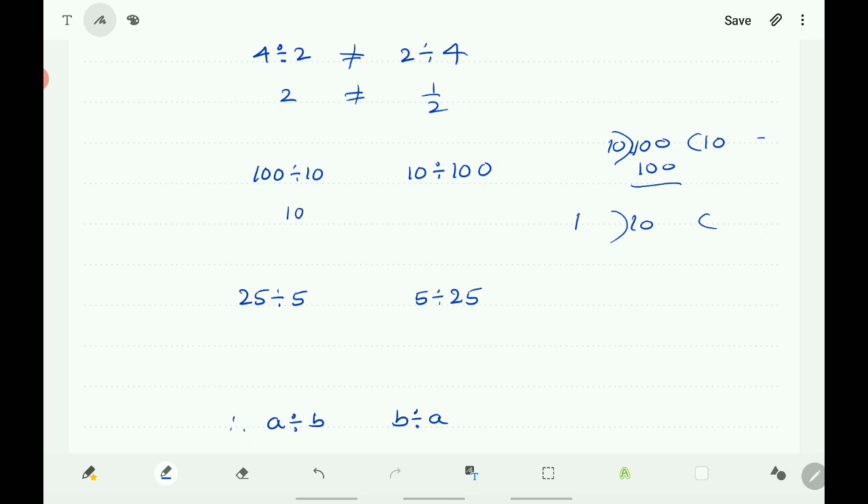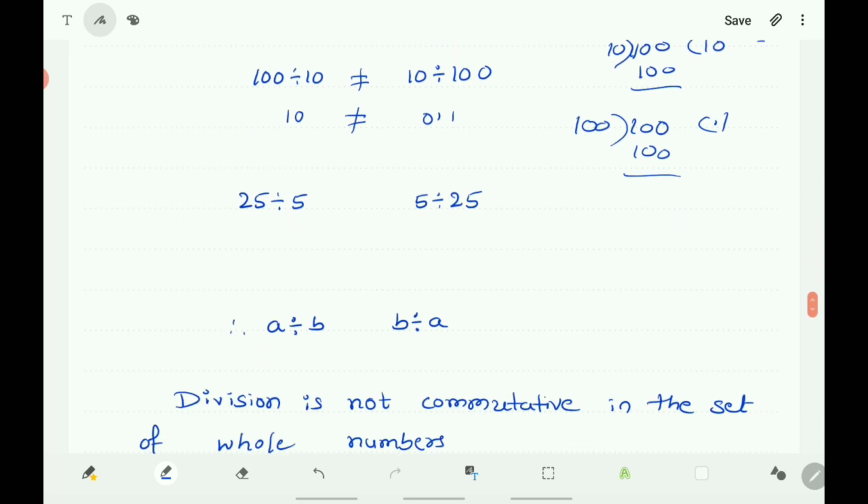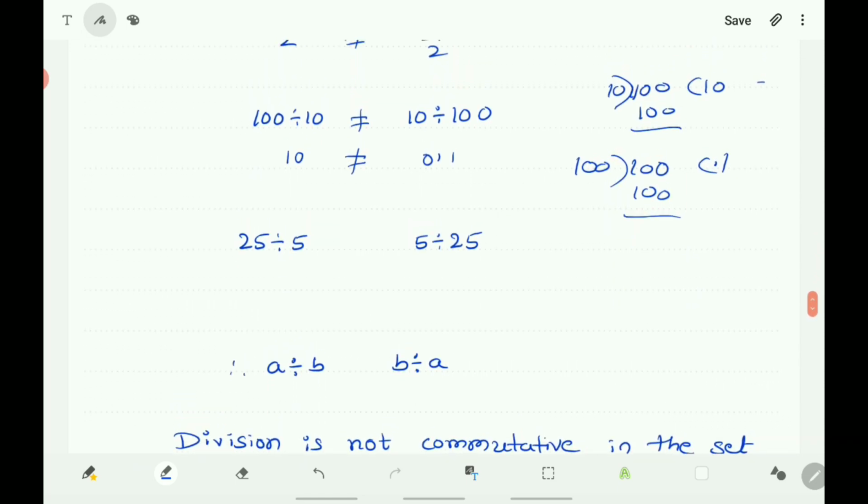10 divided by 100, you know that here you have to take the decimal point, it becomes 0.1, and you know that 10 is not equal to 0.1. Therefore, 100 divided by 10 is not equal to 10 divided by 100. Next, 25 divided by 5 and 5 divided by 25.